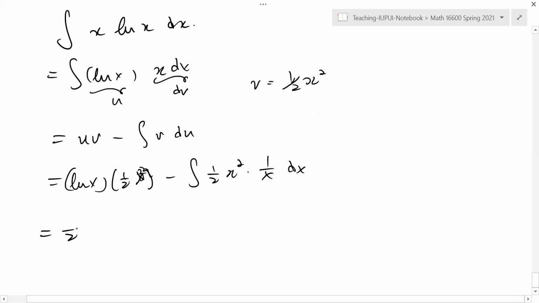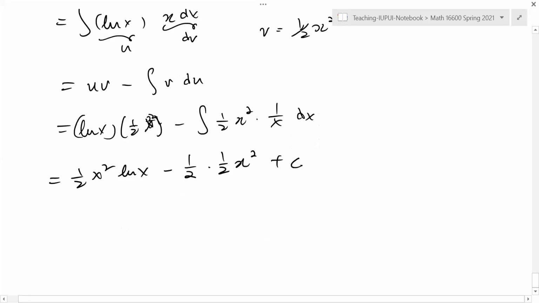Let's write it this way. So here's 1/2 times the integral of x, the antiderivative of x, which is half of x squared. So that's what we get. All right. So it's slightly different, right?